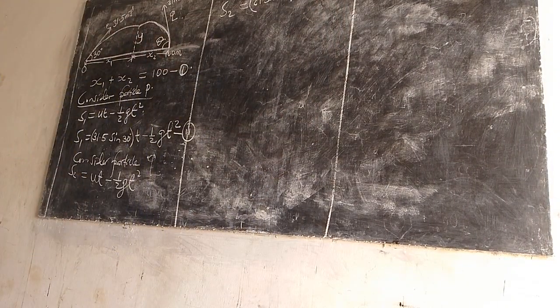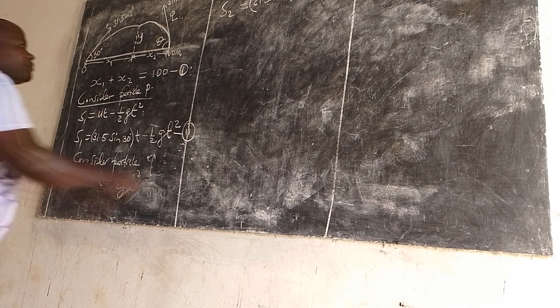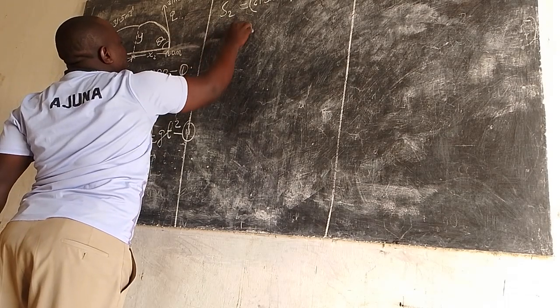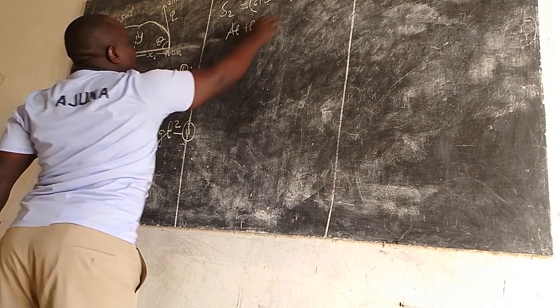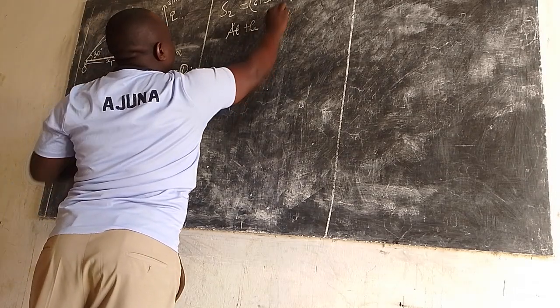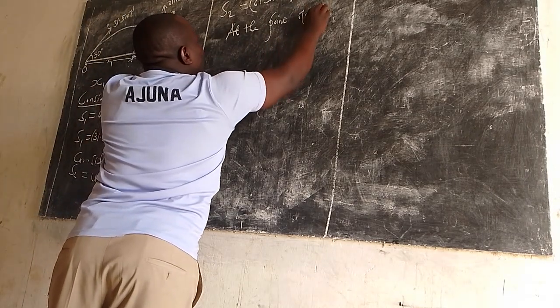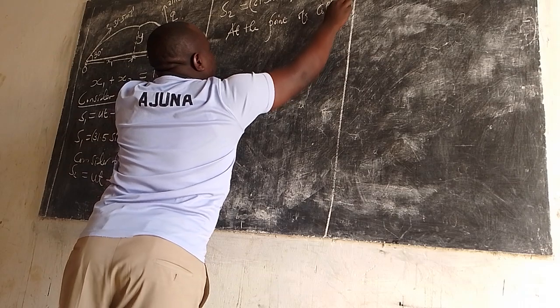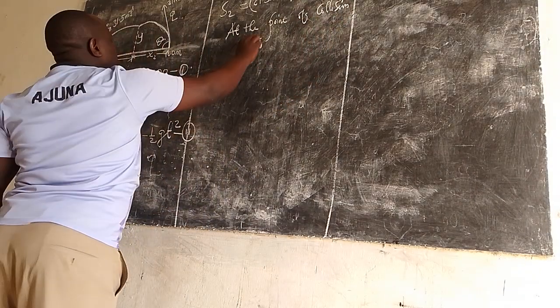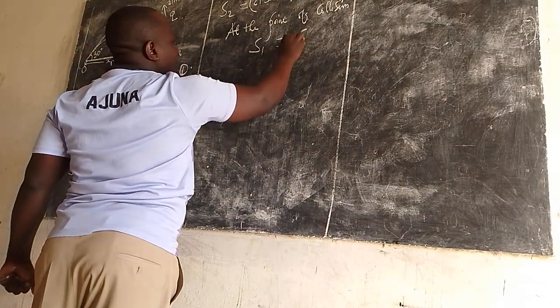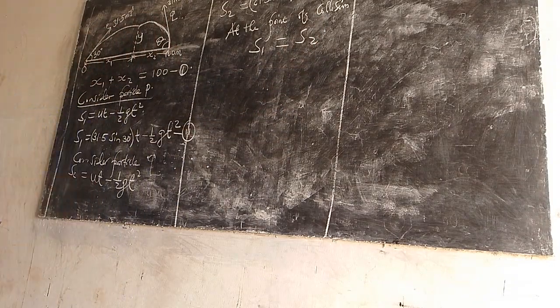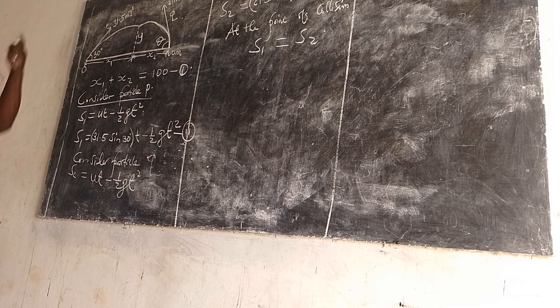Me and you are going to agree that at the point of collision, S1 is equal to S2. The distance at the point of collision.